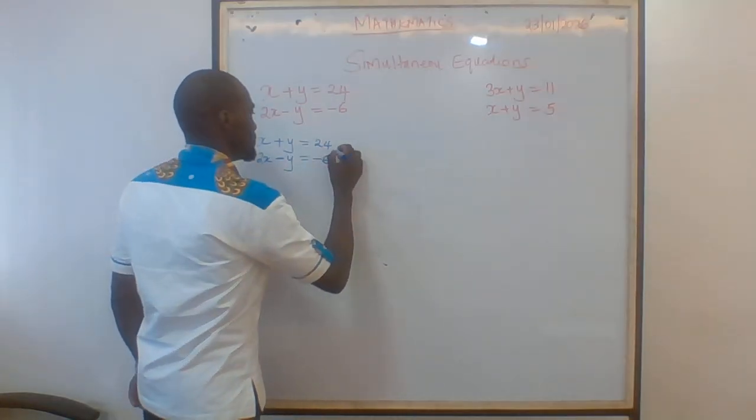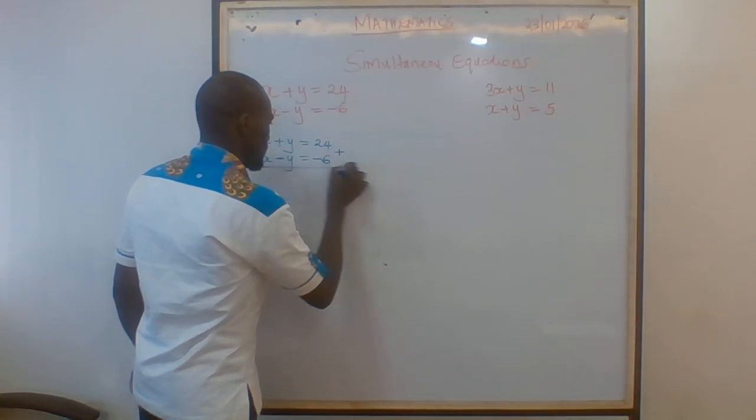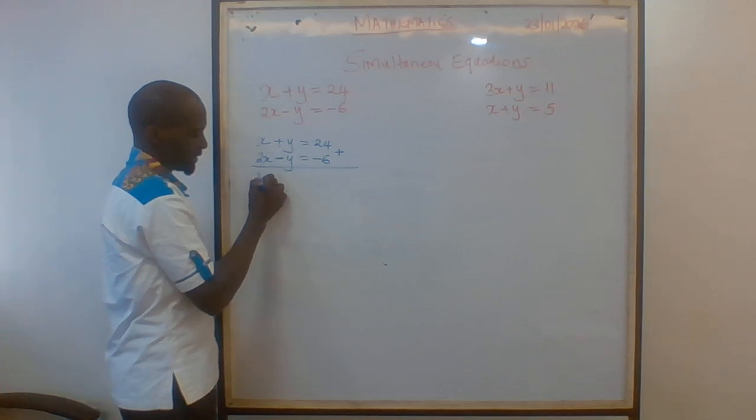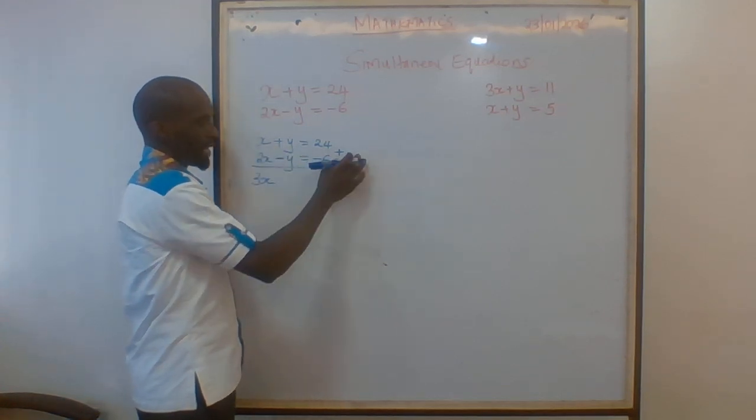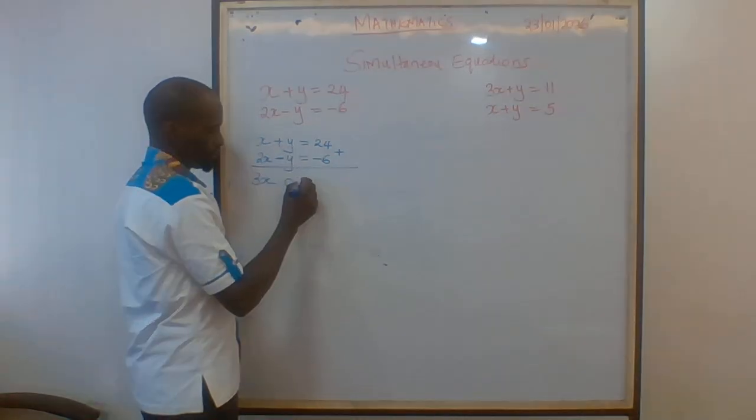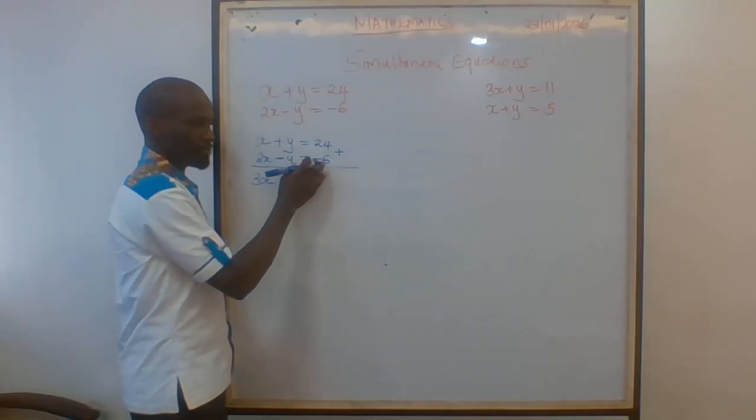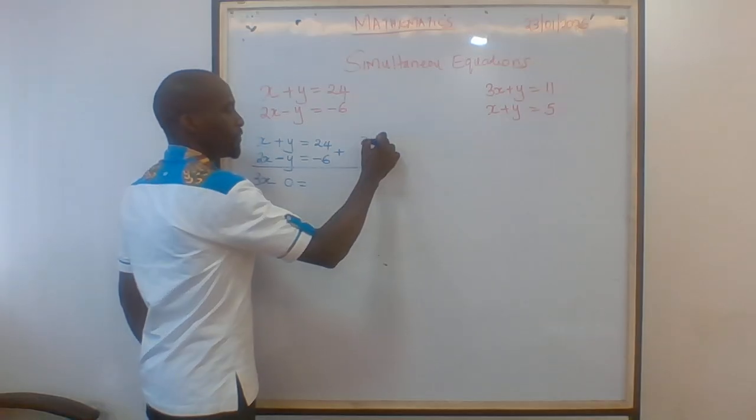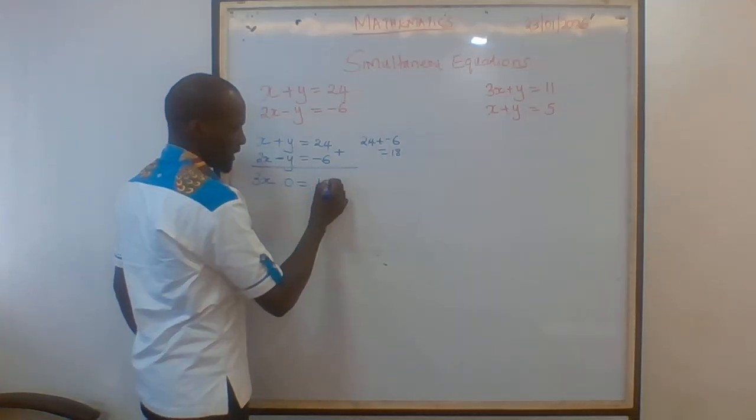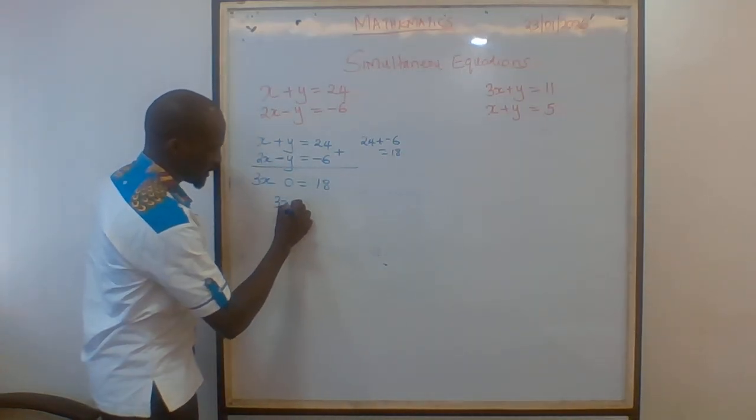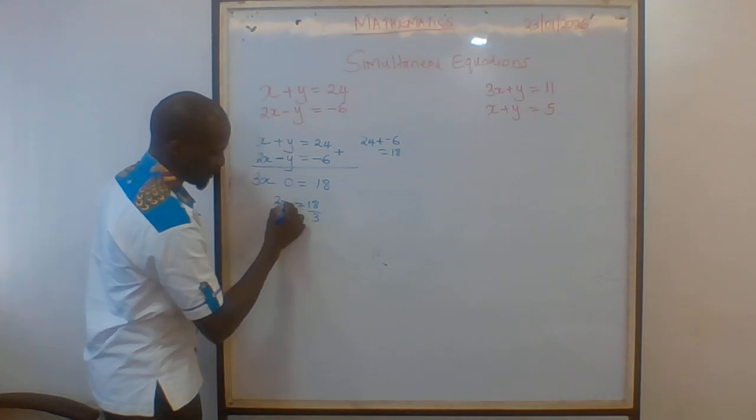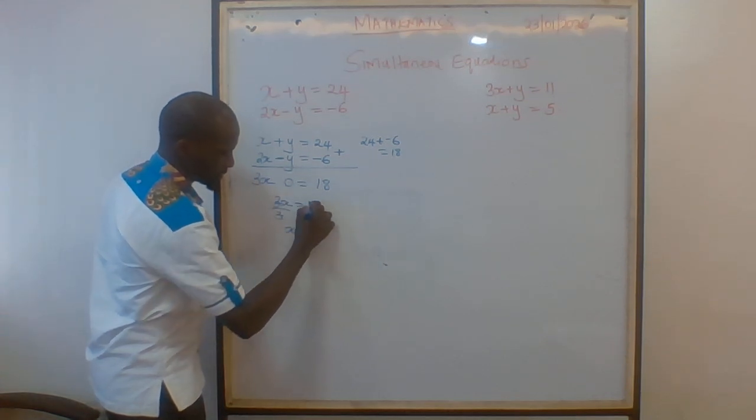At this point, we just need to add our equations. So x plus 2x will give us 3x. Then y plus minus y gives us 0. It is equal to 24 plus minus 6. This will give us 18. So 3x is equal to 18. So we can now divide by 3 on both sides and we shall have x is equal to 6. We shall have solved there.